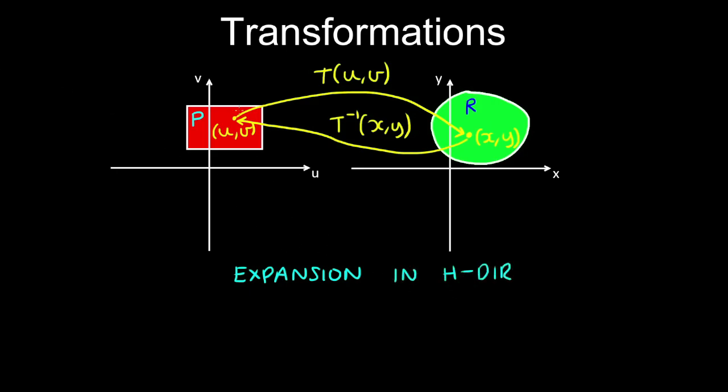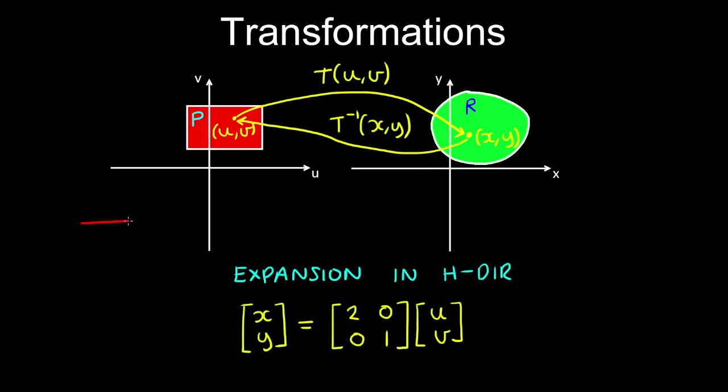So for example, if we have a point in the region P and we apply the following transformation to it, we have a 2x2 matrix representing the transformation, which has entries of 2, 0, 0 and 1. So the point UV in P gets transformed to a point xy in R.